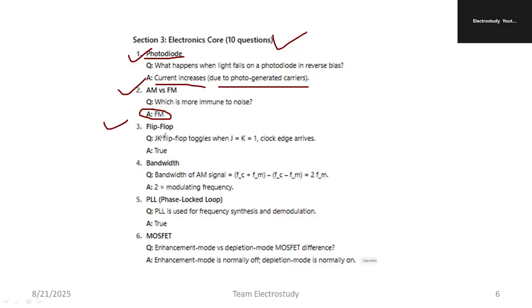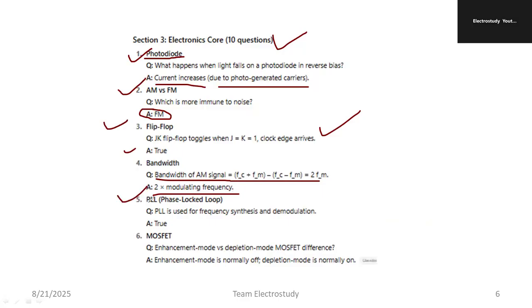Flip-flop based question. JK flip-flop toggles when J equal to K equal to 1 and the clock edge arrives. Is it true or not? It is correct. Okay, you should know the basics of flip-flops: SR flip-flop, T flip-flop, D flip-flop, JK flip-flop. How do you convert one type of flip-flop to another? Similarly, bandwidth-based questions. Bandwidth of AM signal, the relation given is 2 times the modulating frequency. Okay, the bandwidth of AM signal will be 2 times the modulating frequency.